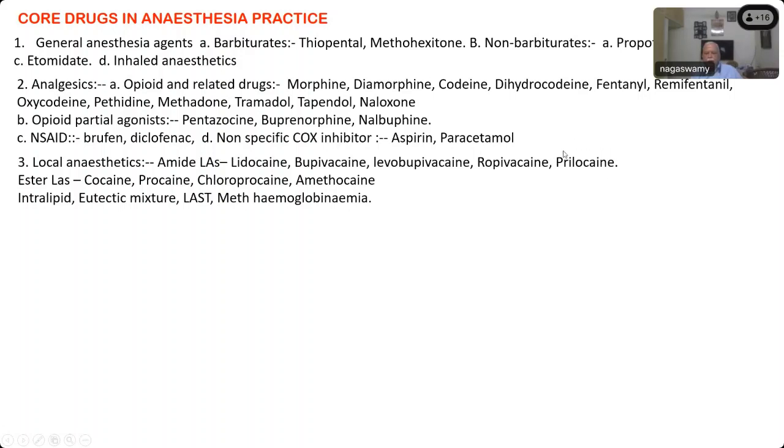What is the one notorious complication of prilocaine? Methemoglobinemia. What do you understand by methemoglobinemia? Prilocaine produces orthotoluidine after conversion in the liver, which produces methemoglobin. No, my question is, what do you understand by methemoglobinemia? What happens in methemoglobinemia? In what way is the hemoglobin affected?